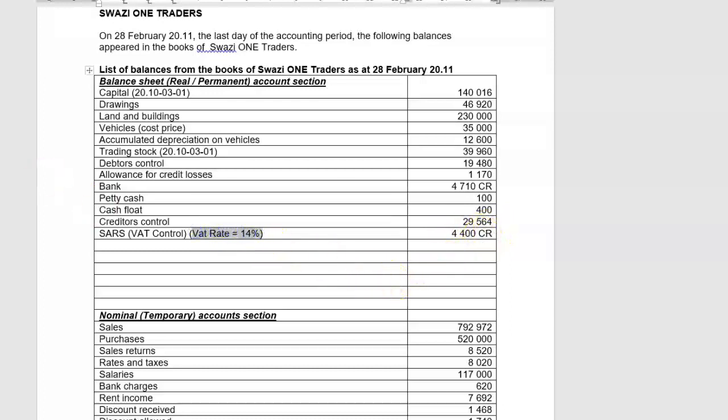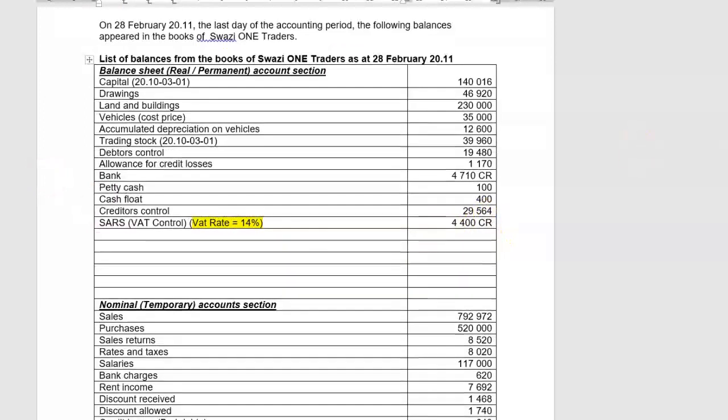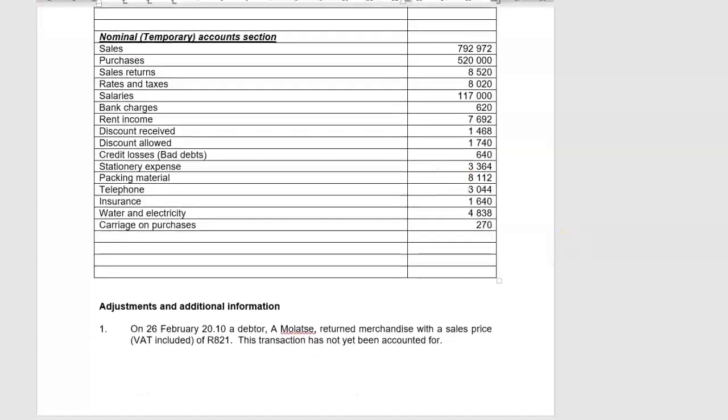And then, important, the VAT rate that you have to use equals 14%. Now the income statement items: sales, purchases, sales returns, rates and taxes, salaries, bank charges, rent income, discount received, discount allowed. Once you see those two, the bell should start ringing and you should know that these kinds of accounts do not appear anymore in our life, so I have to get rid of that.